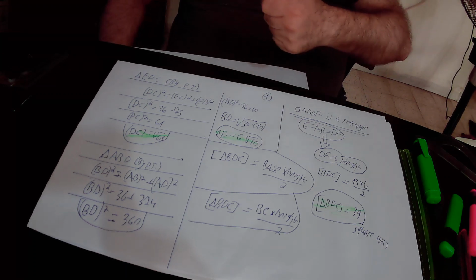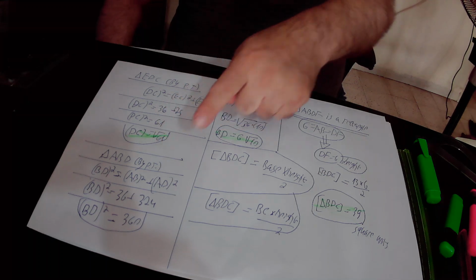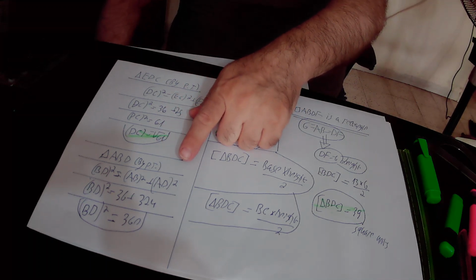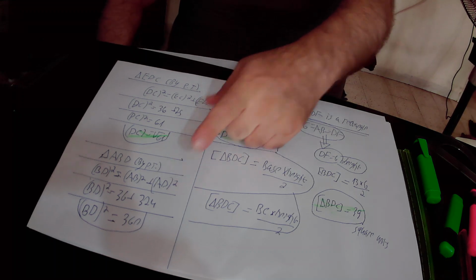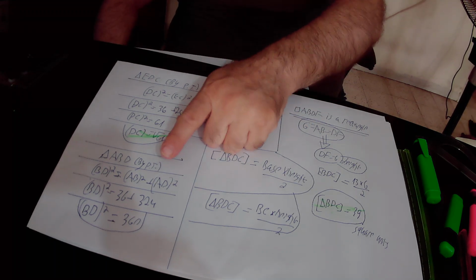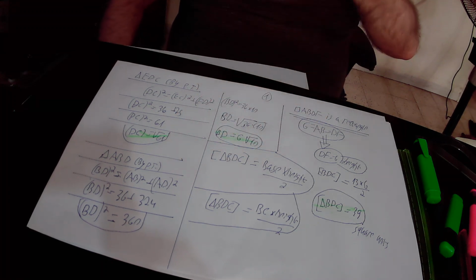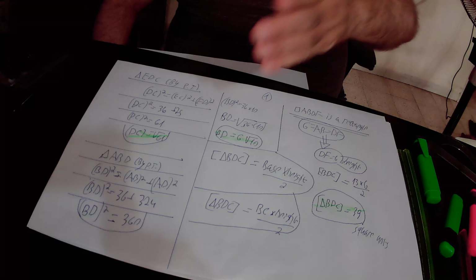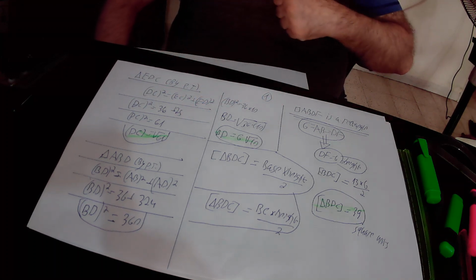So BD square equals AB square. AB is 6, so AB square is 6 squared, that is 36, plus AD square. AD is 18, therefore AD square is 18 squared, that is 324. In conclusion, BD square equals 36 plus 324. 36 plus 324 is 360. So BD square equals 360.